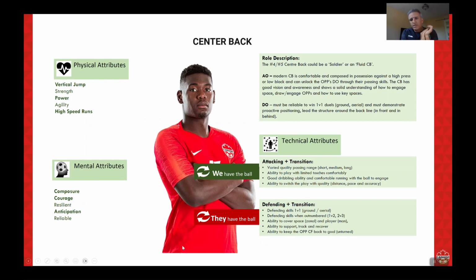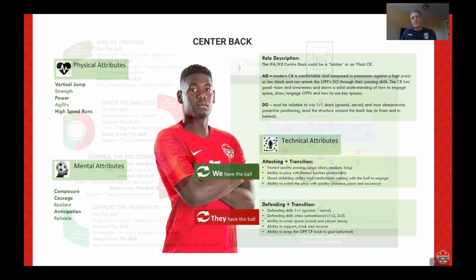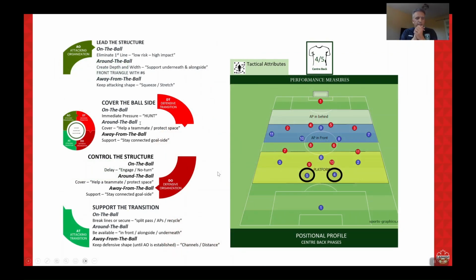As a technical aspect, for the AO: a varied quality passing range, ability to play with limited touches comfortably, good dribbling ability and comfortable running with the ball to engage, ability to switch the play with quality. Defending transition, defending skills 1v1, defending skills when outnumbered, ability to cover space, ability to support, and ability to keep the opponent center forward. And the last one is the tactical attributes.